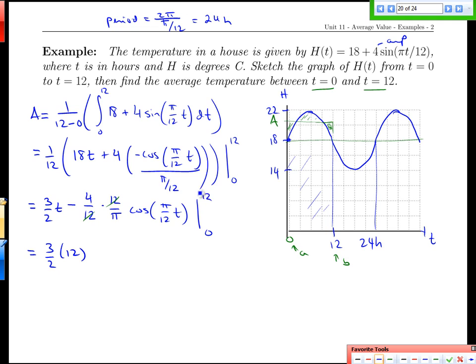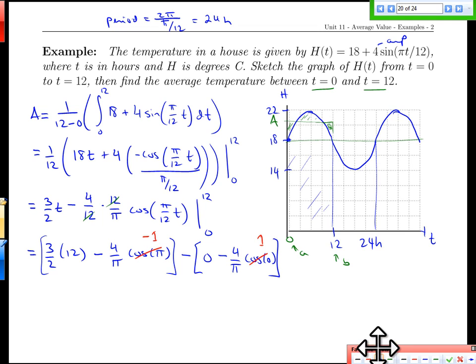3/2 times 12, plugging in the upper limit, minus 4 over pi cos of pi over 12 times 12, that's cos of pi. That's the upper limit, subbed in. Minus the lower limit subbed in. Well, 0 for t gives us 0 for that term. Minus 4 over pi and cos of 0. Which of these values do we know? Cos of 0, much better known as 1. Cos of pi, much better known as minus 1.